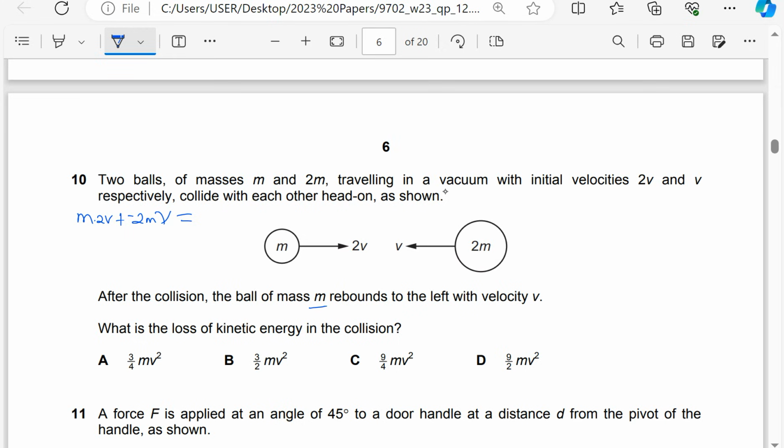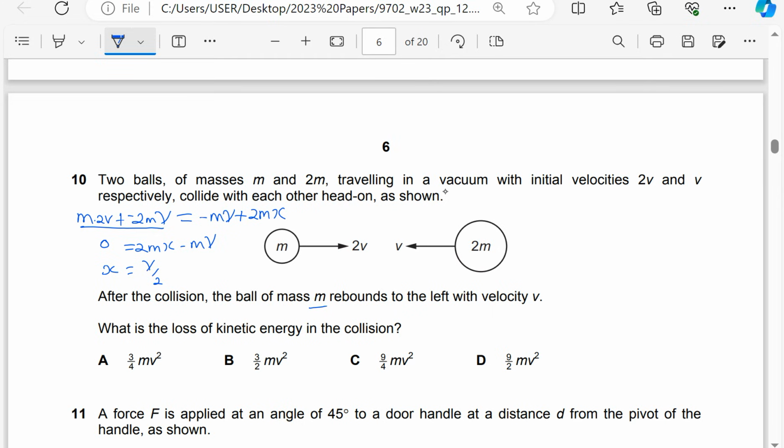This should be called total momentum after collision. After collision, m rebounds to the left, so we put a negative on its momentum. So it will be minus m with its velocity v. We don't know the velocity of 2m, so I'll say plus 2m, let its velocity be x. You notice that this gives us 0, so 0 equals 2mx minus mv. Making x the subject, m cancels, so x is equal to v over 2. So the velocity of 2m is v over 2 after the collision.